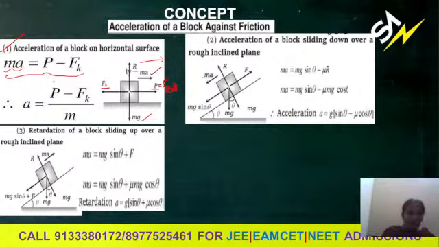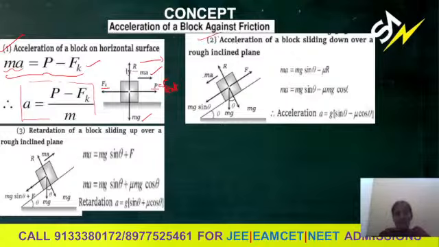In the previous session we have already discussed with the free body diagram how to take the net force or resultant force acting on the object. In this situation it is Ma equal to P minus Fk. So acceleration of that block, you can find, a is equal to P minus Fk by M. So this is the situation when the object is on a horizontal surface and friction comes to play.